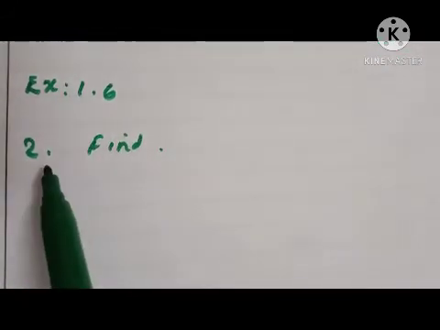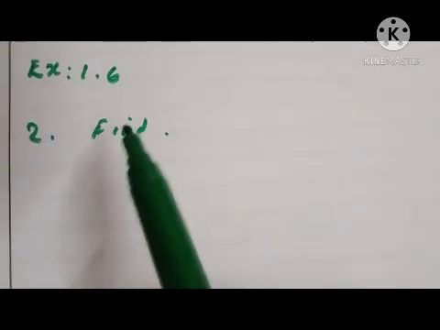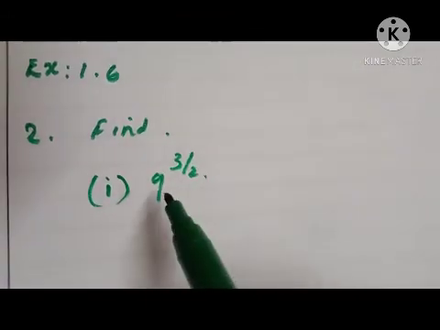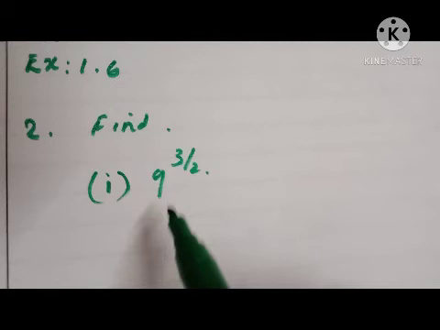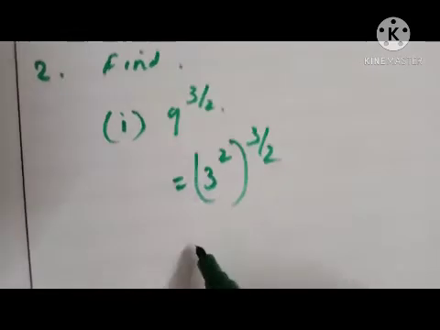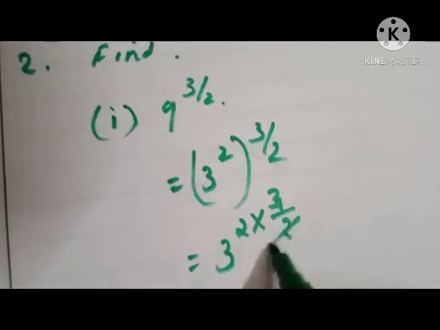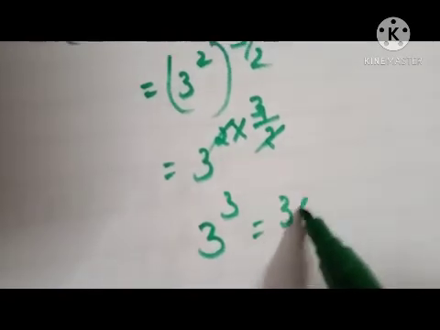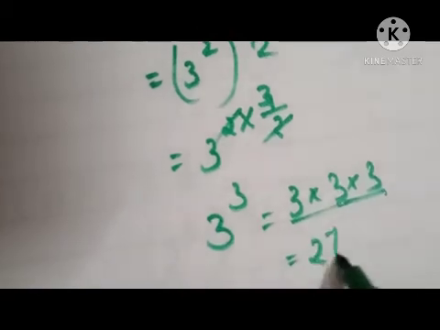Exercise 1.6, question number 2. Find. Okay, here there are 4 sub questions. First sub question is 9 raised to 3 by 2. Here we have to prime factorize 9. You already know that 9 means 3 raised to 2. Then raised to 3 by 2. Then we can multiply the powers. Then this 2 and this 2 will cancel. Then we will get 3 raised to 3. That is equal to 3 into 3 into 3. 3 3s are 9, 9 3s are 27.